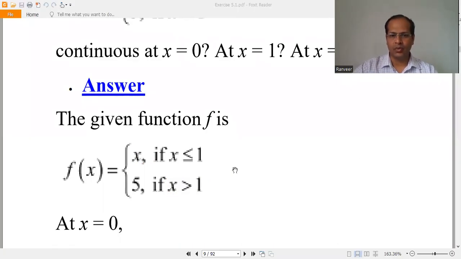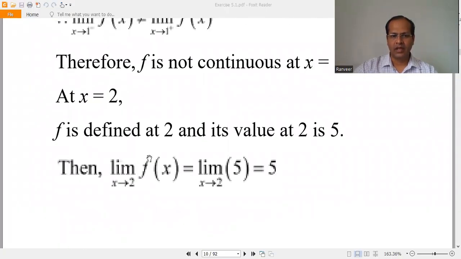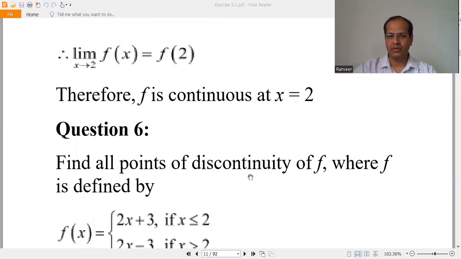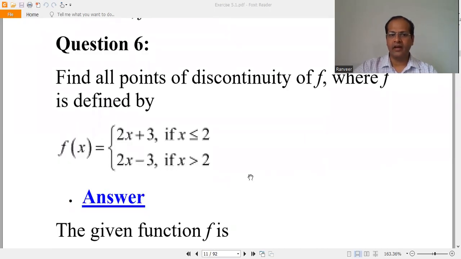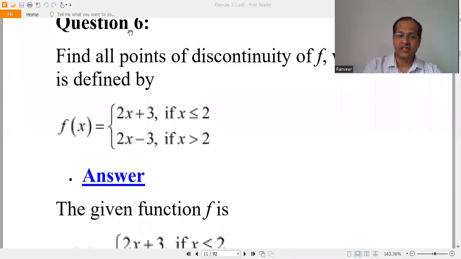But at the point 2, if we check, the limit as x tends to 5 of f(x) is 5. So definitely this is continuous at x equal to 2. Now find all the points of discontinuity of the given function. F is defined. Now in this question we have to check the continuity at x equal to 2.